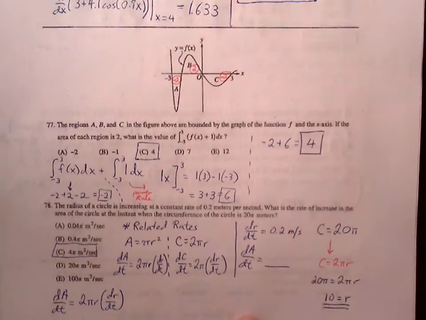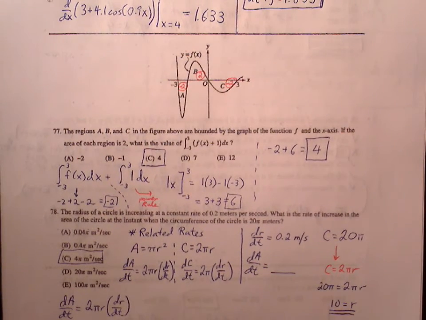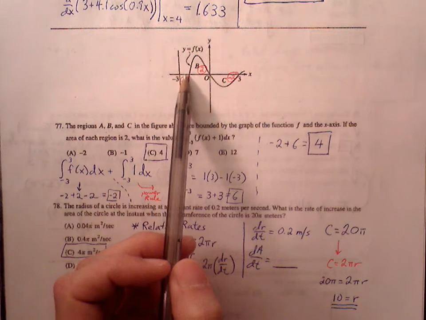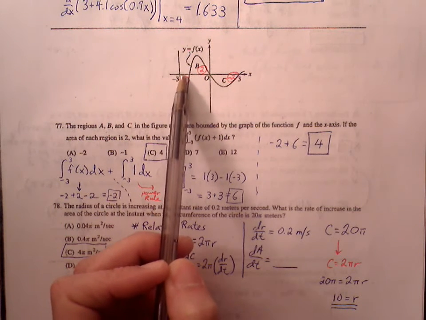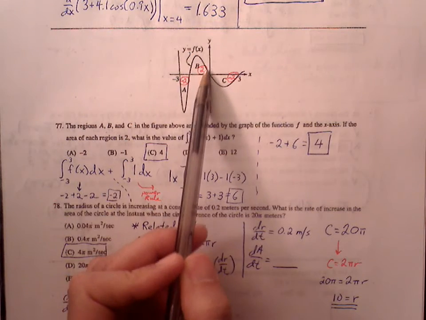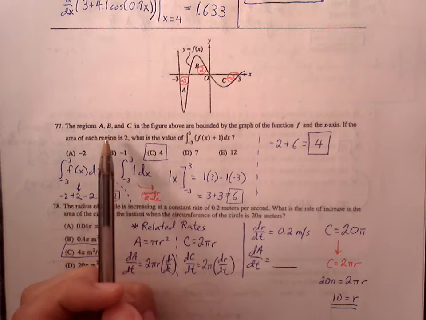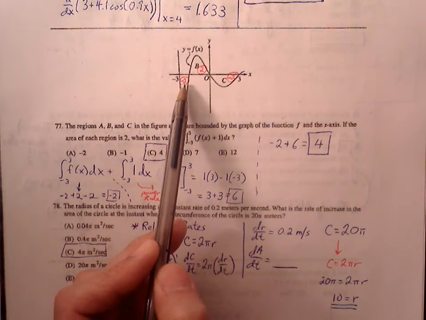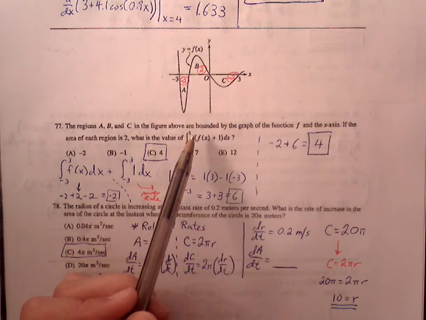For 77, we have regions A, B, and C that are enclosed between the graph and the x-axis. Keep in mind the region below the x-axis represents a negative definite integral, and regions above represent a positive definite integral. The area of each region is 2, but even though the area is 2, we have negative 2 for below and positive 2 for above the x-axis.